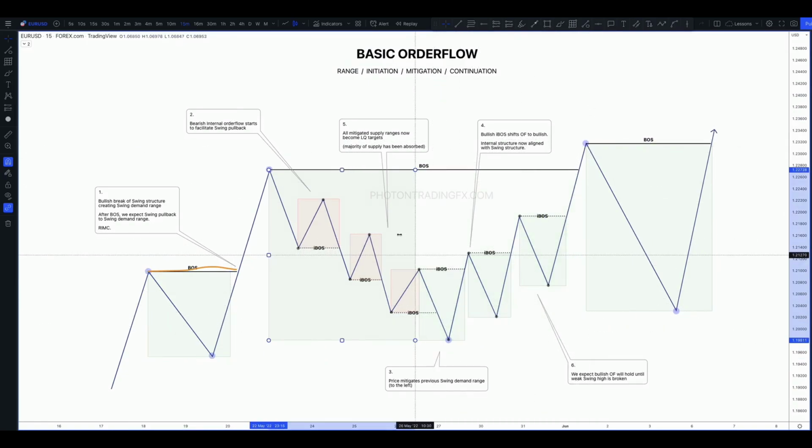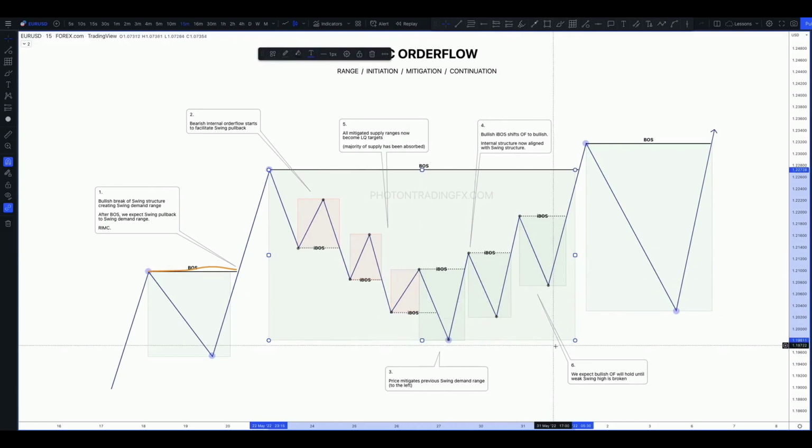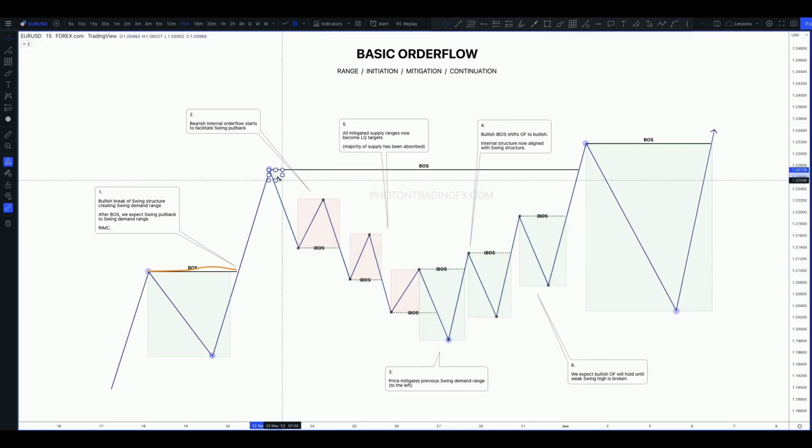So then that gives us this larger swing range. This is how you would draw it: you would draw it from the swing high down to the swing low, and then just drag it across to where price breaks it. And that is your swing demand range of this current range in the middle.